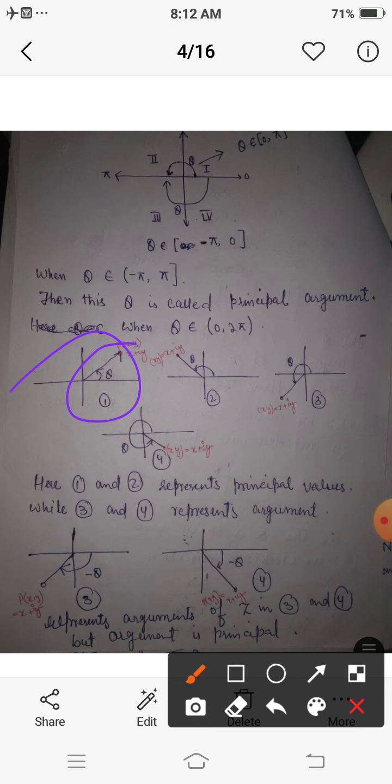While when we consider the particular values which belong to the interval minus pi to pi, then it is called the principal argument of the complex number.